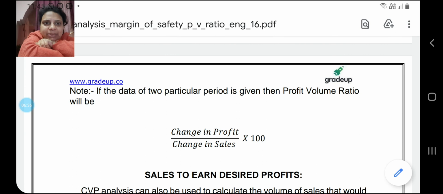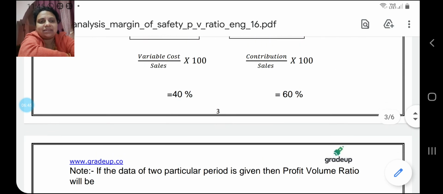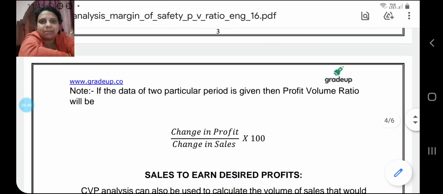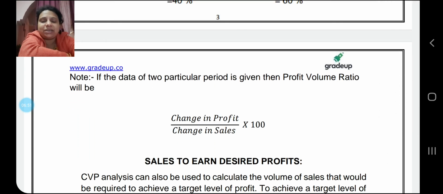if the data of two particular periods is given, then the profit volume ratio will obviously be in terms of change, that is change in profit upon change in sales into 100. Okay, like profit here is contribution upon sales into 100, but for one particular period, and when the data is given for two particular periods, you will calculate the change.